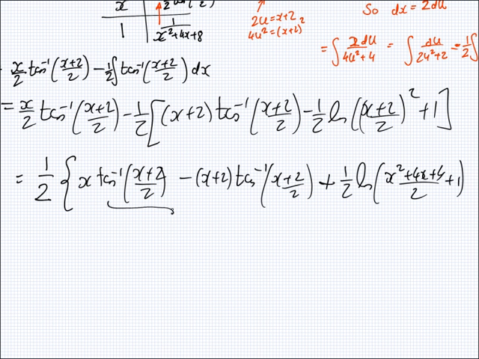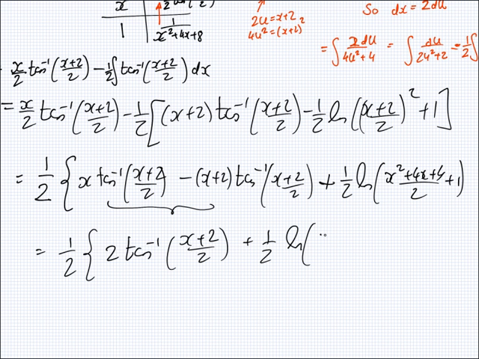Now these two guys actually go together. What happens here? What's x minus x plus 2? Come on, x minus x plus 2. 2. So you get 2 tan inverse x plus 2 over 2 plus a half log x squared plus 4x plus 4 plus 2 all over 2. Is it over 2 or over 4? Thank you, over 4. So that would be plus 4 at the end then, if I add the 1 in.